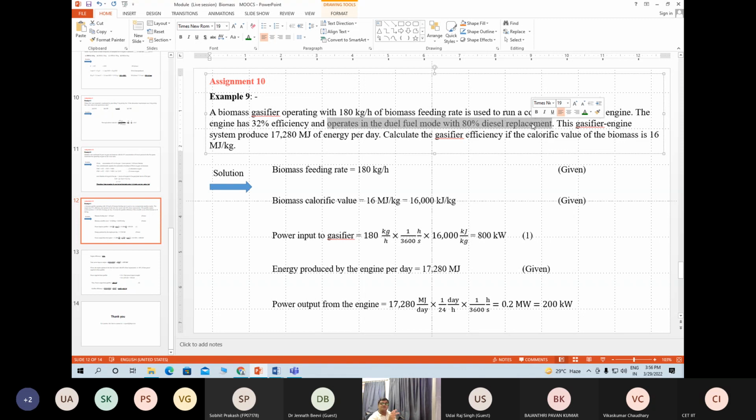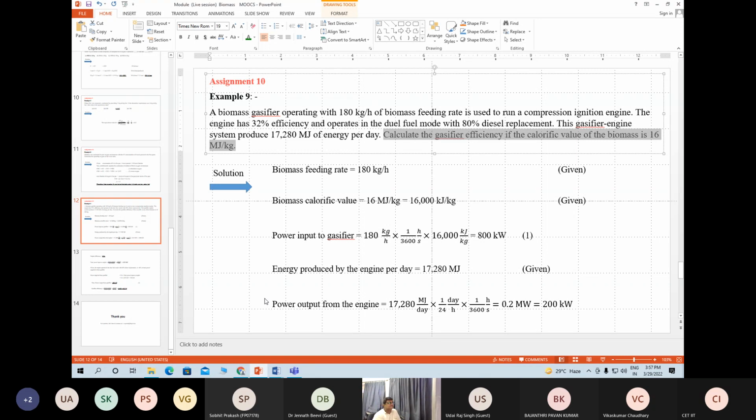Because of that, we could replace 80% of the diesel requirement of that engine, as we are supplying the gas as a fuel to it. So this gasifier engine system produces this much megajoule of energy per day. Now we need to calculate the gasifier efficiency if the calorific value of the biomass is given as 16 megajoule per kg. It is a completely different orientation of the example. Most of the contents are the same, but the way of solving this example is totally different.